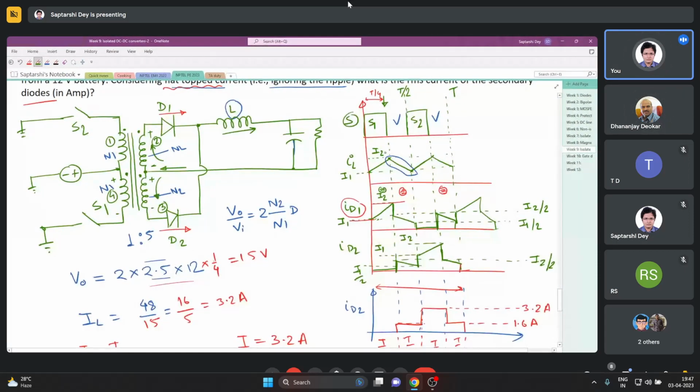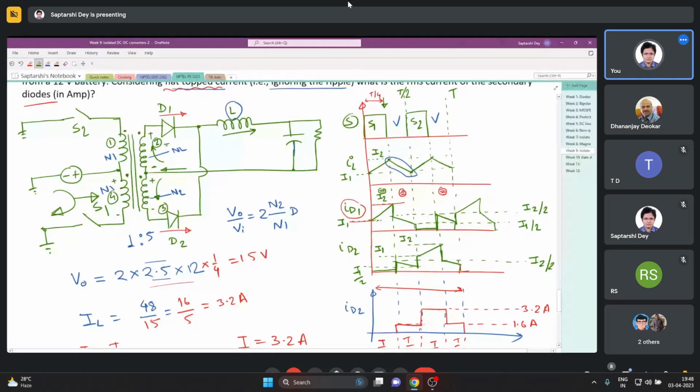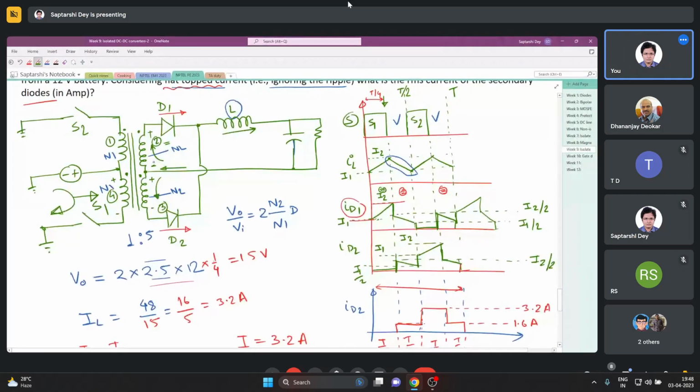And if you look at the other times, that is when the switch S1 is turned on, then what is happening? S1 is turned on means this current is flowing, and this current is a linearly increasing current, and that linearly increasing current is reflected here in winding number 2. So those two currents are balancing each other, just like any other transformer operation. Okay.